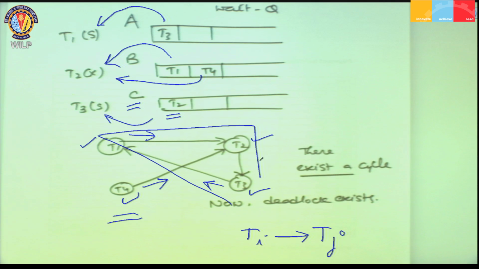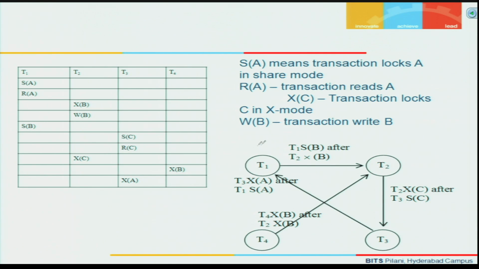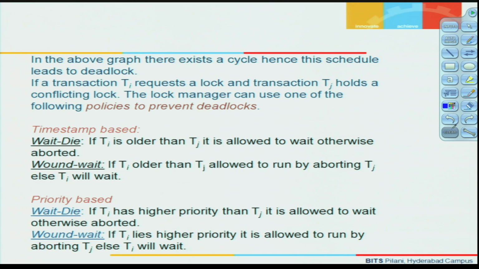Okay, so, this is how we can find out whether a given schedule results in a deadlock condition or not. The same thing has been represented here. This is the wait for graph, and the same thing we have seen in that diagram. So, there exists a cycle, hence it is deadlock prone, that is, it will result in deadlock. Now, in the above graph there exists a cycle, hence the schedule leads to deadlock.